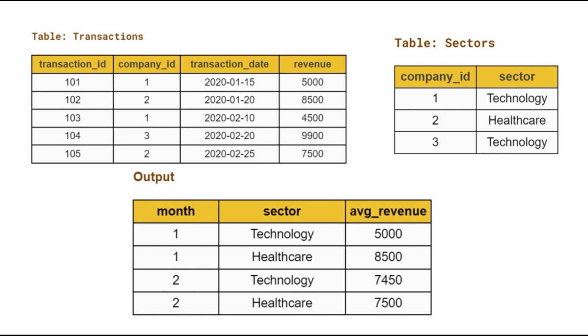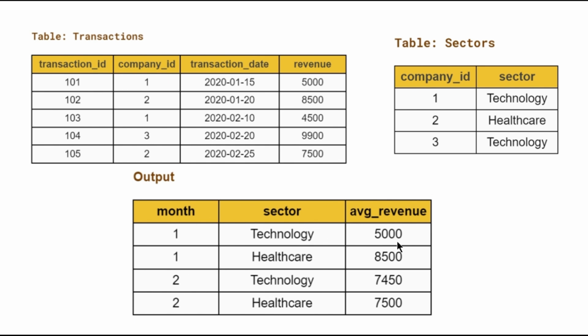So let's calculate the average revenue for the January month for the technology sector. If you see company ID 1 here, the company ID actually belongs to the technology sector. There are only two transactions made in the January month, January 2020, with company ID 1 and company ID 2. Company ID 1 has a revenue of 5,000 in January, and since there is only one transaction for the sector in January, the average revenue for the technology sector is 5,000, as you can see in the output. Month 1 denotes the January month, with the sector technology, and the average revenue is 5,000.